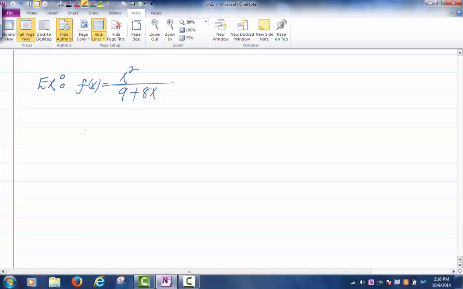Well, another notation that I didn't tell you about is the derivative of f with respect to x, d f over dx. This is a notation for the derivative. So that's the same as f prime of x. And how would I find the derivative in this case? Quotient rule.